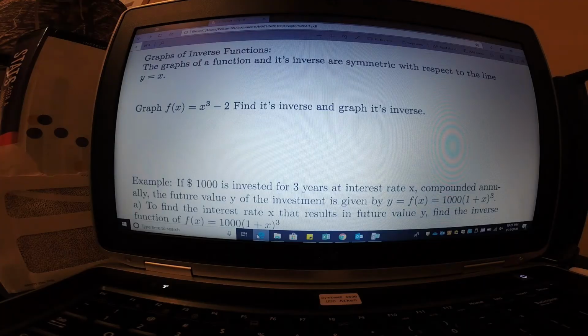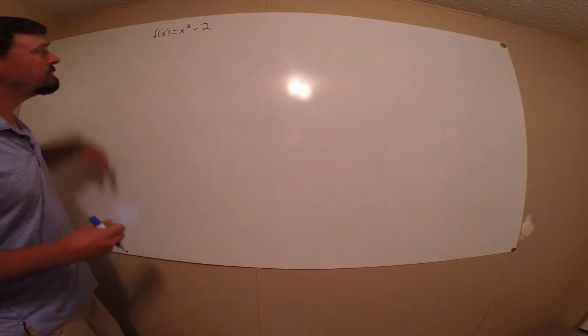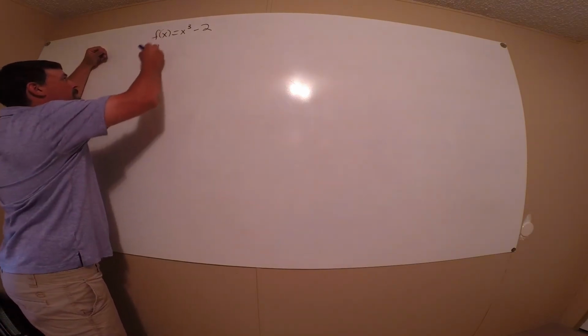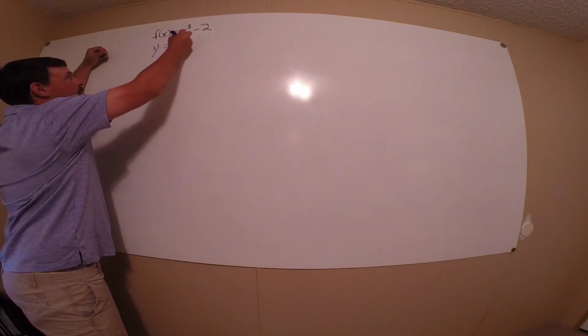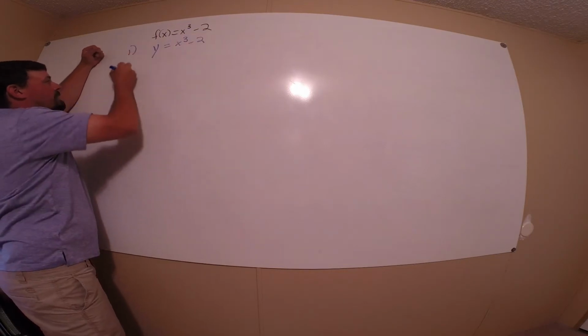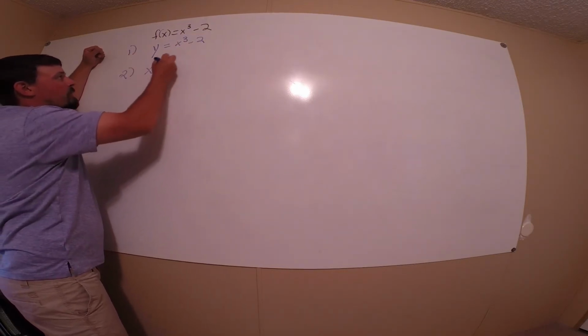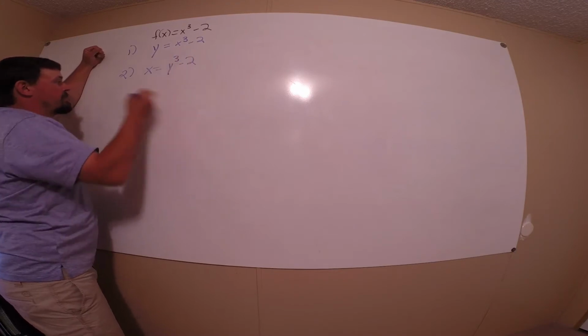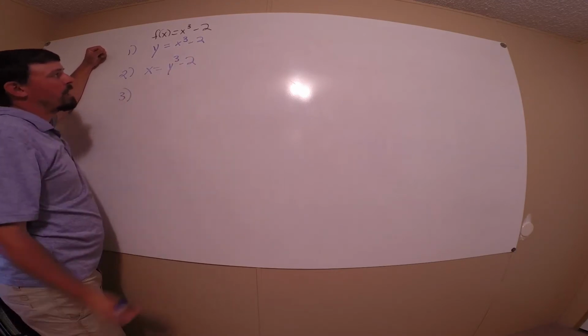Alright, this next part says graph f of x equals x to the third minus 2 and find its inverse and graph its inverse. Well, let's find its inverse and just graph them both together. Okay, so we've got f of x equals x to the third minus 2. First thing we got to do, replace f of x with y. That was step 1. Second step, we got to switch our x's and our y's. Easy enough. Third step, we got to solve for our new y.